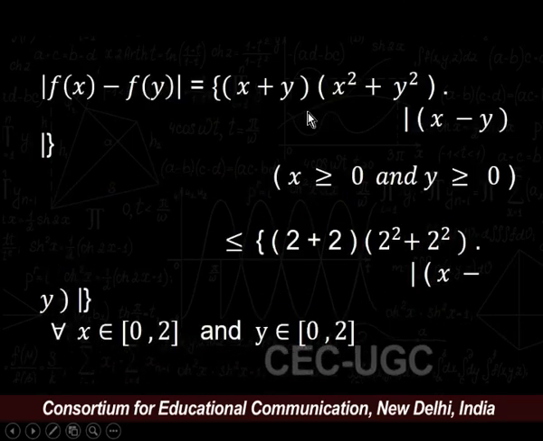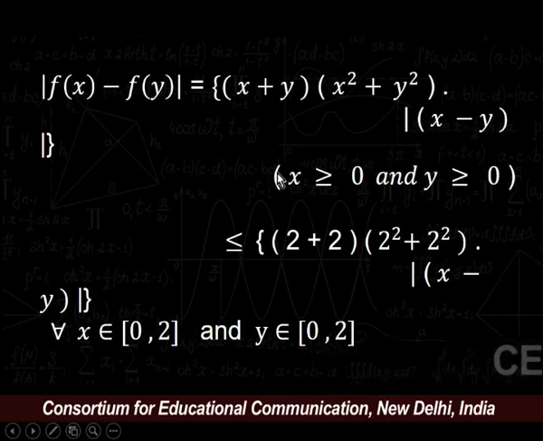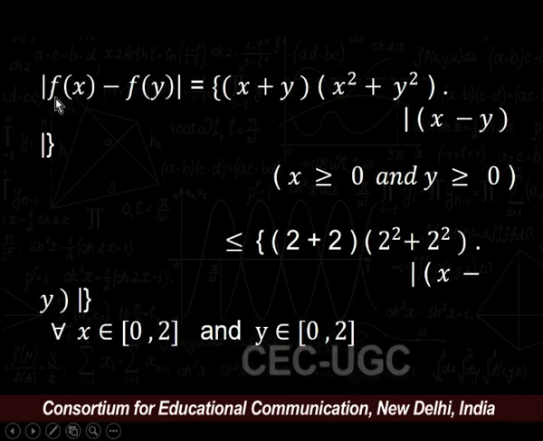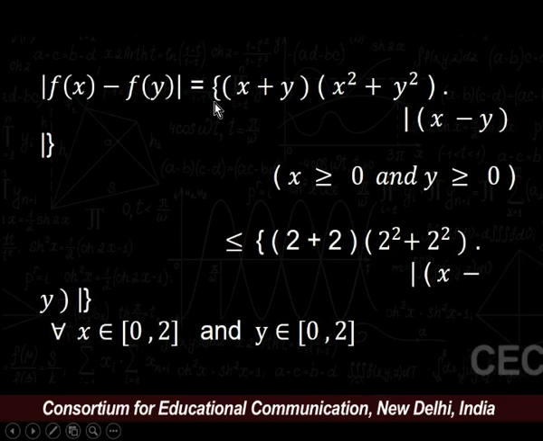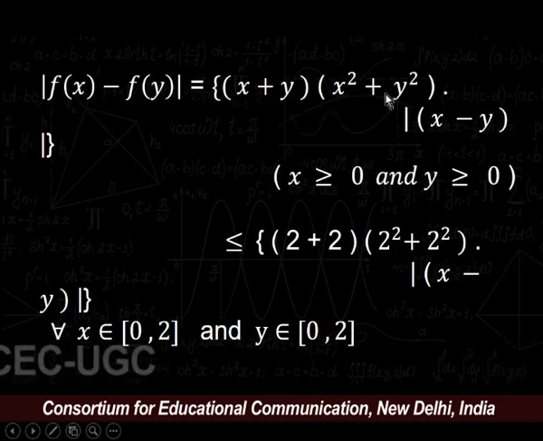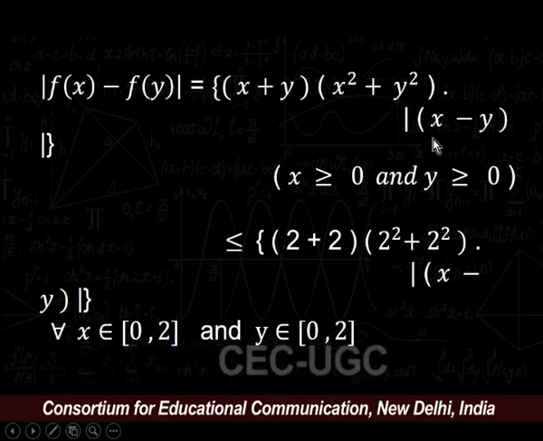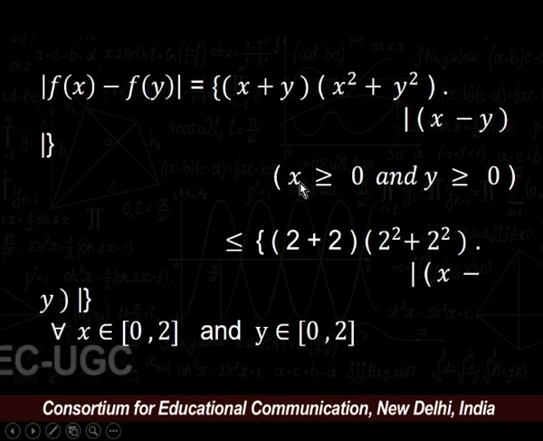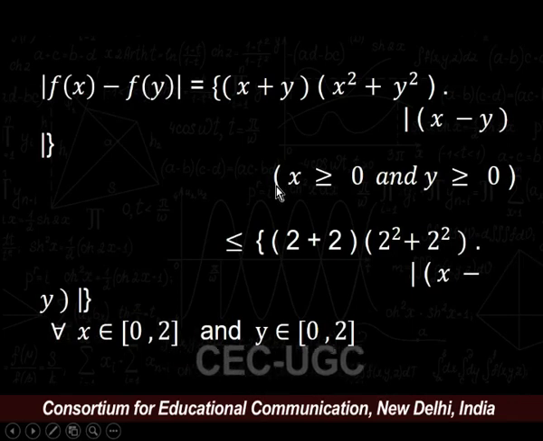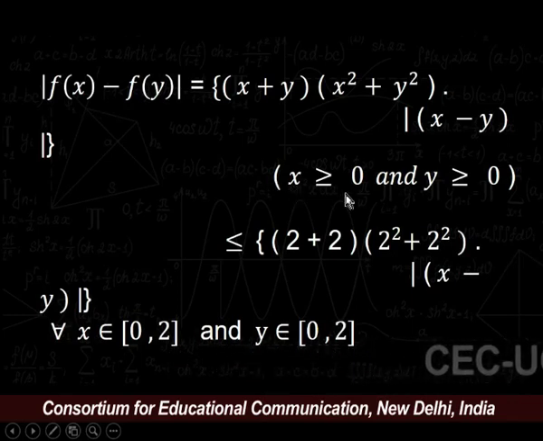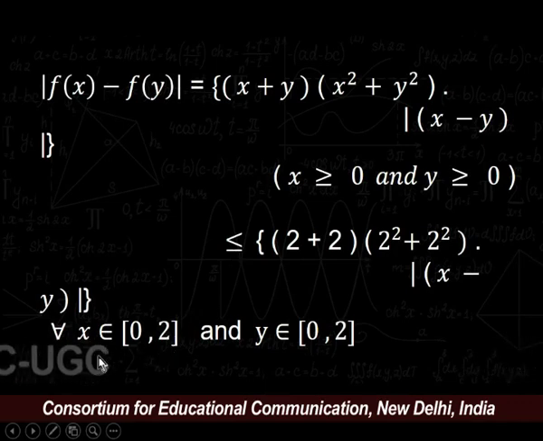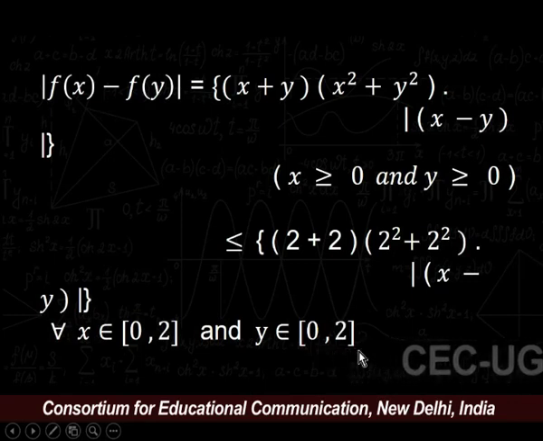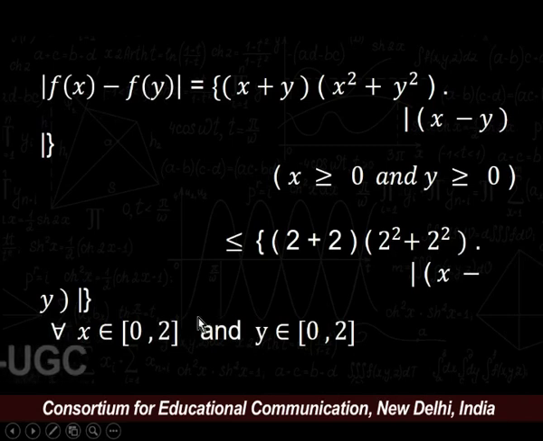So, we get this equation, and it holds for every x greater than or equal to 0 and y greater than or equal to 0. That means |f(x) - f(y)| = (x + y)(x^2 + y^2)|x - y|. We can take the factor out of the modulus because x and y are both greater than or equal to 0. And we know that x and y belong to the closed interval [0, 2], so the maximum value for x and y can be 2.